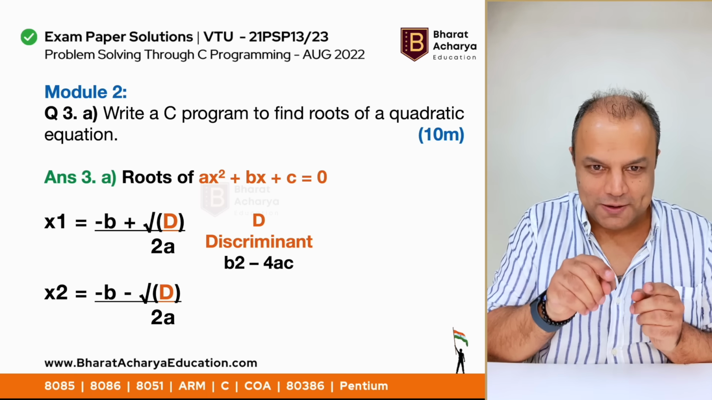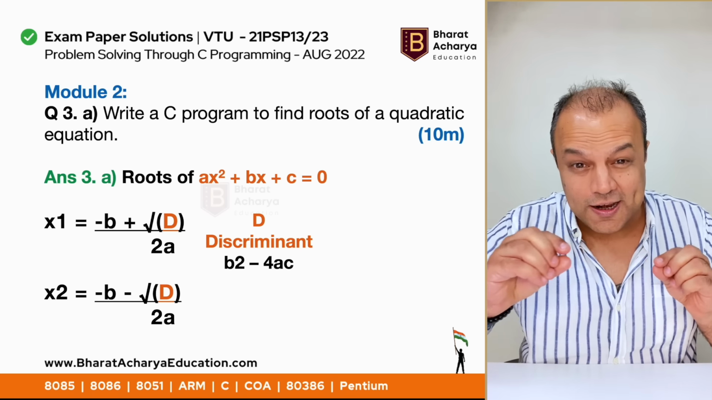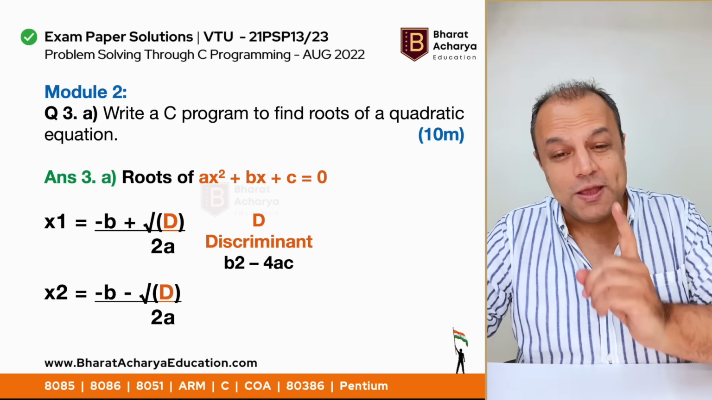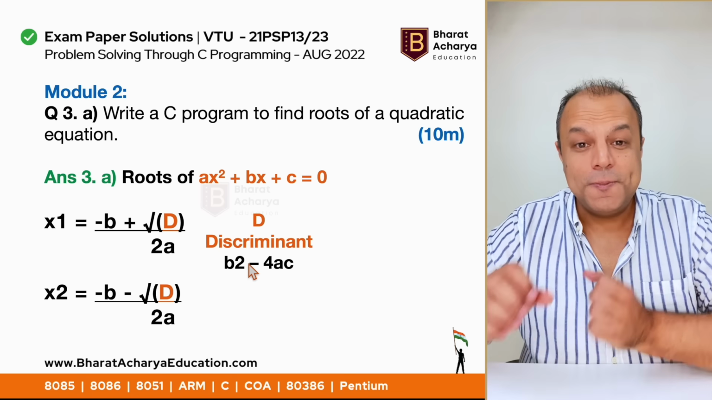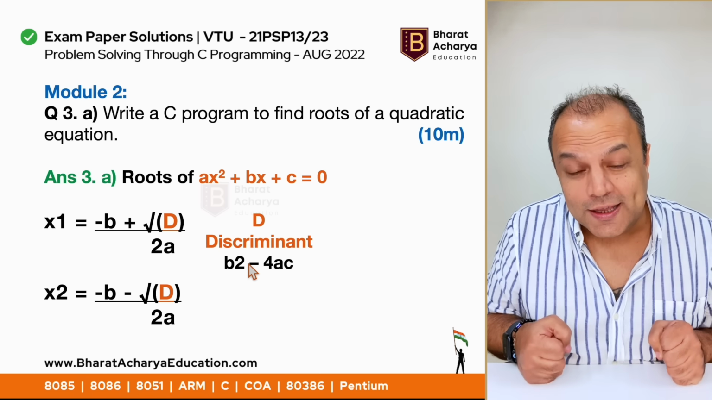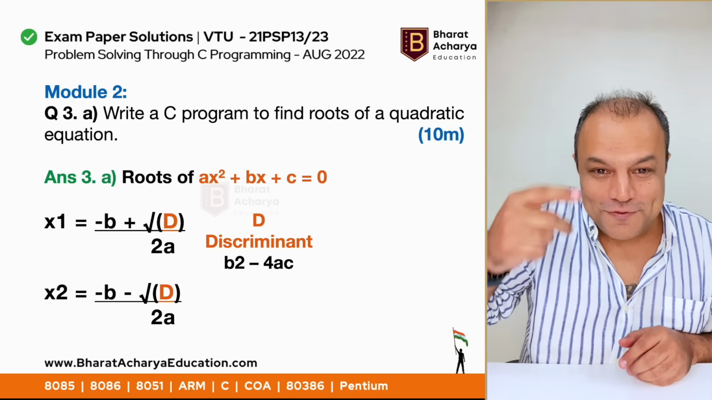So it is b multiplied by b minus 4 multiplied by a multiplied by c. It's a single line statement. I'm sure everybody watching this can write this statement, correct? With that, you got your value of D. Now, you've got to evaluate D, which means if you understand if, else.